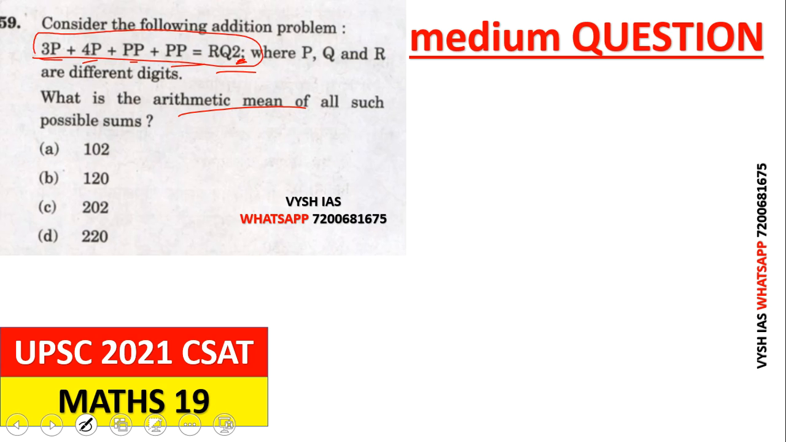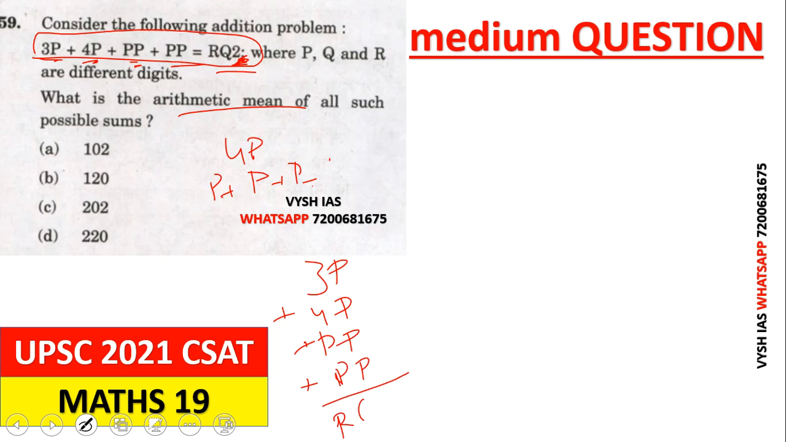Here you know units place is 2. How can this be 2? Here units place everything is same. p plus p plus p plus p, units place I am telling. Okay, right like this: 3p plus 4p plus pp plus what is the last one? Again pp is equal to rq2. This is the question.